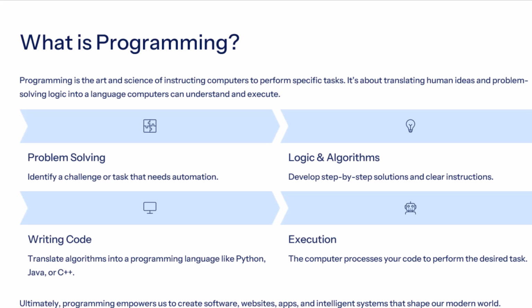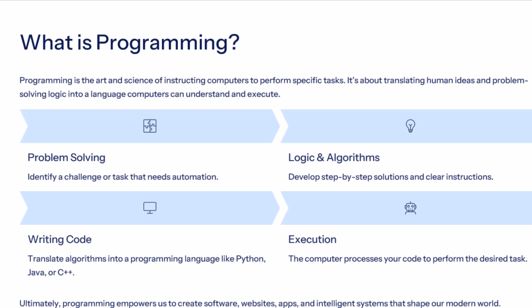Now we have to understand what programming is. Programming is an art, and at the same time a science, of instructing computers to perform specific tasks. Remember, most of the time we are solving problems when it comes to programming. If there's a problem in the community and you want to solve it, you have an idea, maybe a video game.